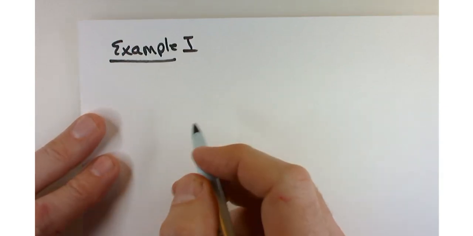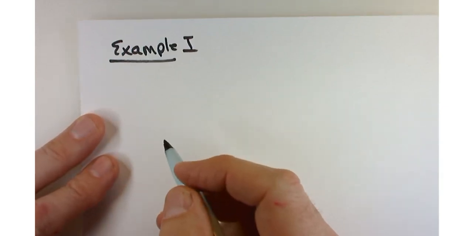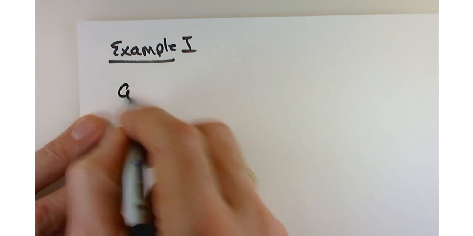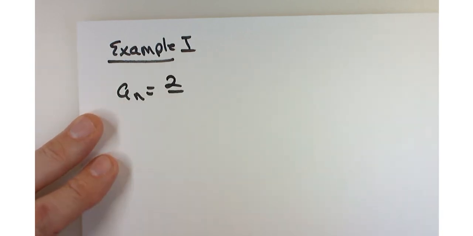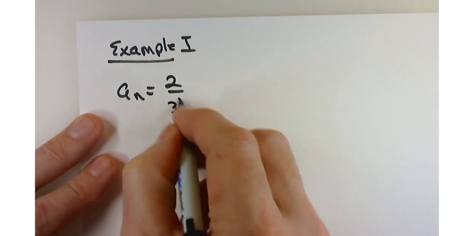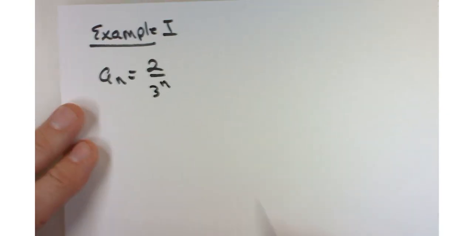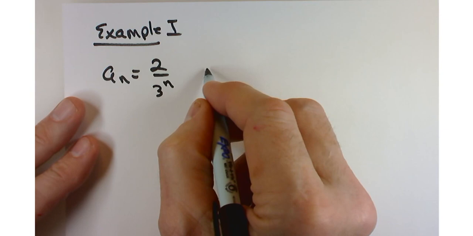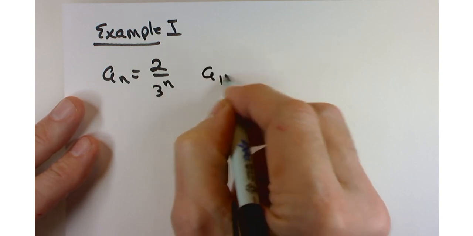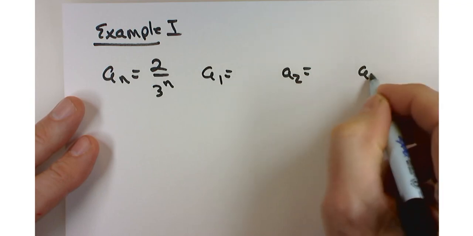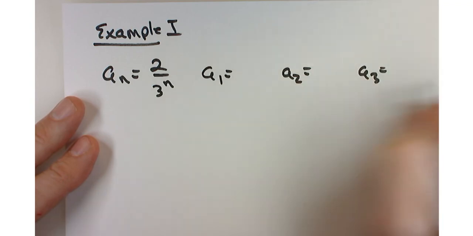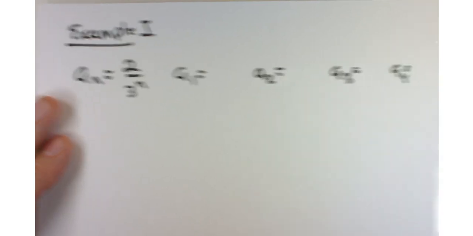So let's look back at this next one. A sub n equals 2 over 3 to the n. Let's write out the first 4 terms. A sub 1, A sub 2, A sub 3, and A sub 4.